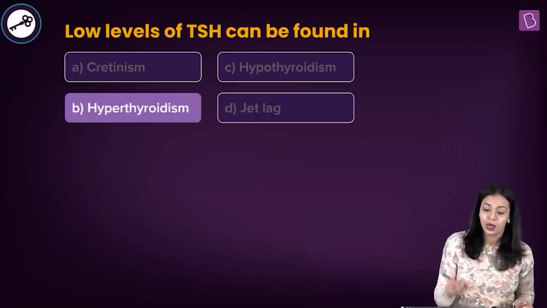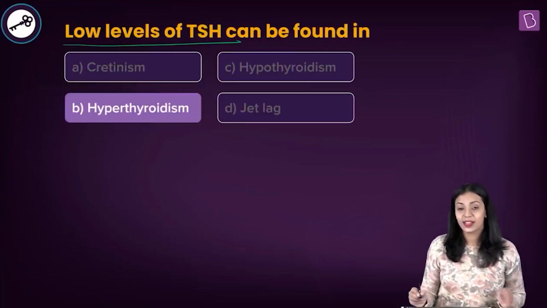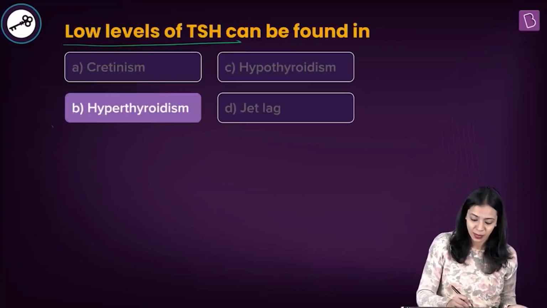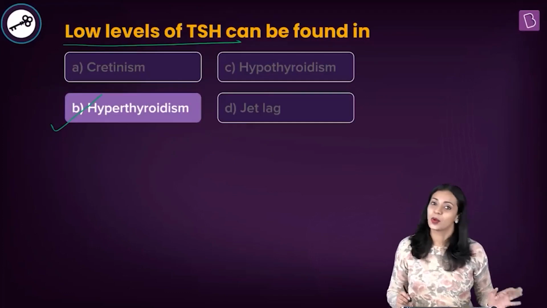So that is jet lag. Here we were asked, when can we find low levels of TSH? I'm sure you've understood now. You can find it during hyperthyroidism. So the correct answer to this question is option B.